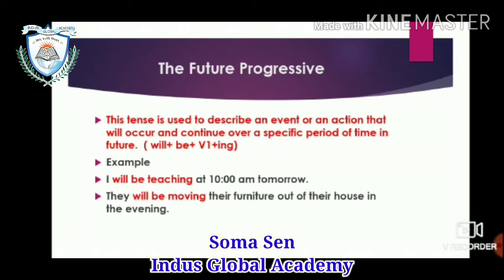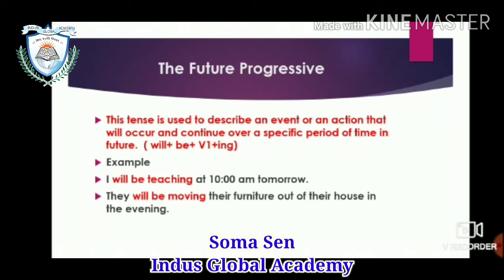So I will be, verb 1 is teach and ing. I will be teaching, future progressive. I will be doing, I will be eating, I will be thinking. So all are the verb forms of future progressive tense.